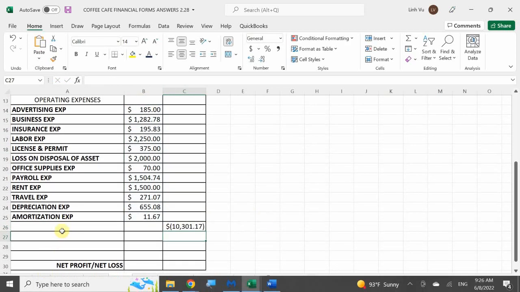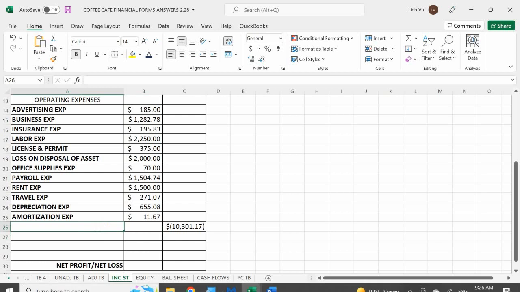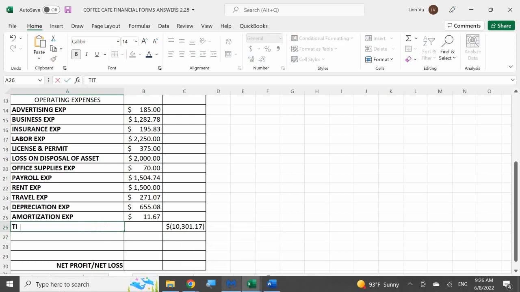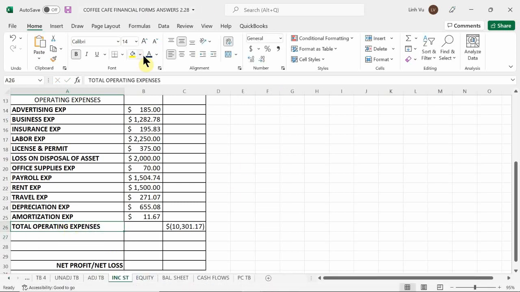Okay, so this is going to be total operating expenses. Okay, was a total of $10,301, okay?